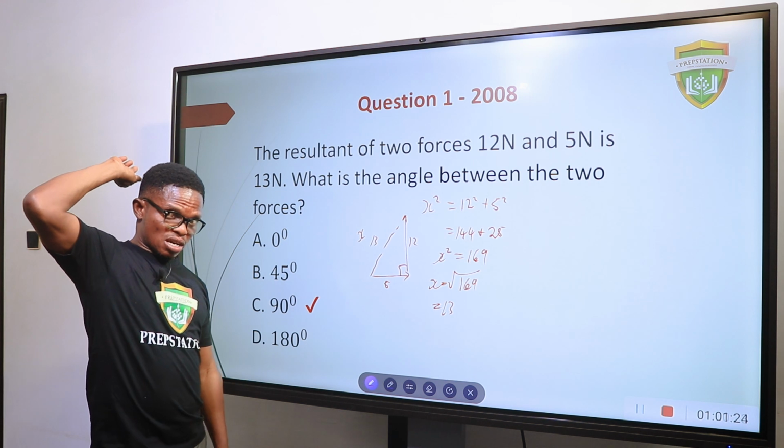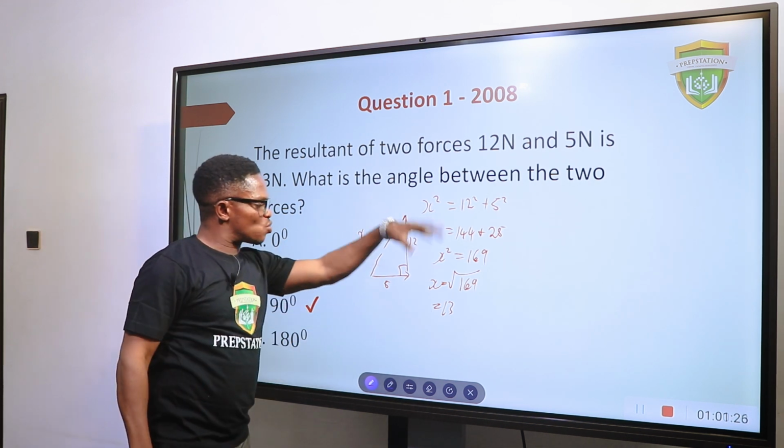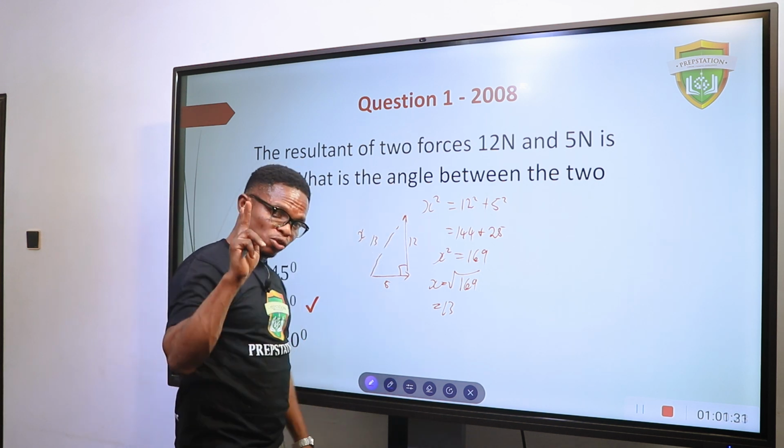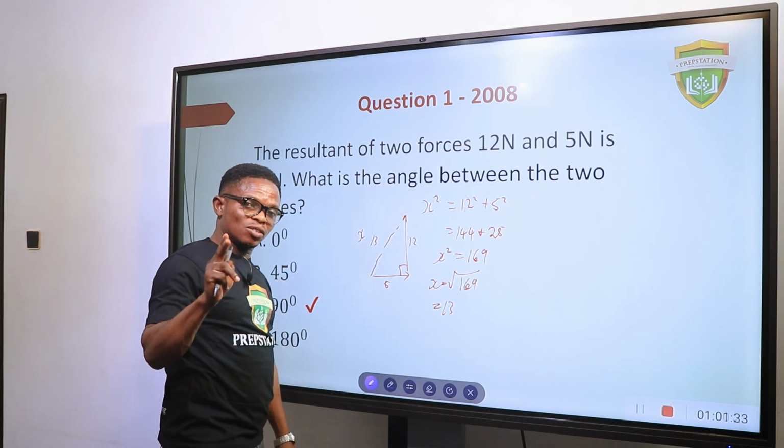Now remember what we discussed before. If the two vectors are perpendicular and they are forming a right angle triangle, then you can use two trigonometric identities, which is what?